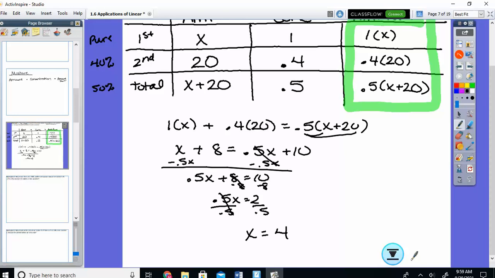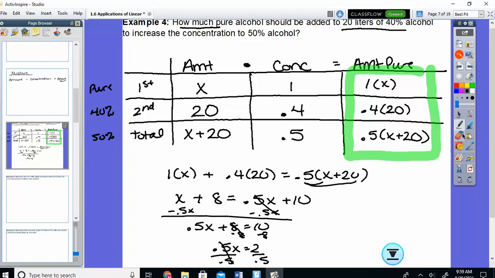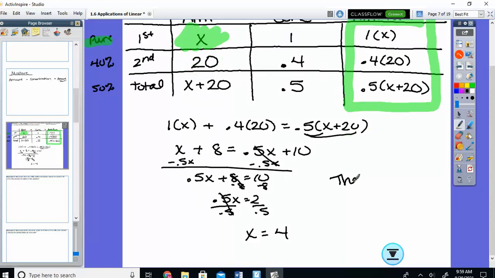Am I done? No. I said yesterday you have to always define your variables and answer in a sentence. Now the defining my variables, if you have this table and you've labeled your columns and rows, then I know what your variables are. So that is defined. When we write our sentence, we have to make sure we answer the question, and it was just how much of the pure alcohol. When I look in my table, x was the amount of the pure one, so that is my answer. So there should be 4 liters.